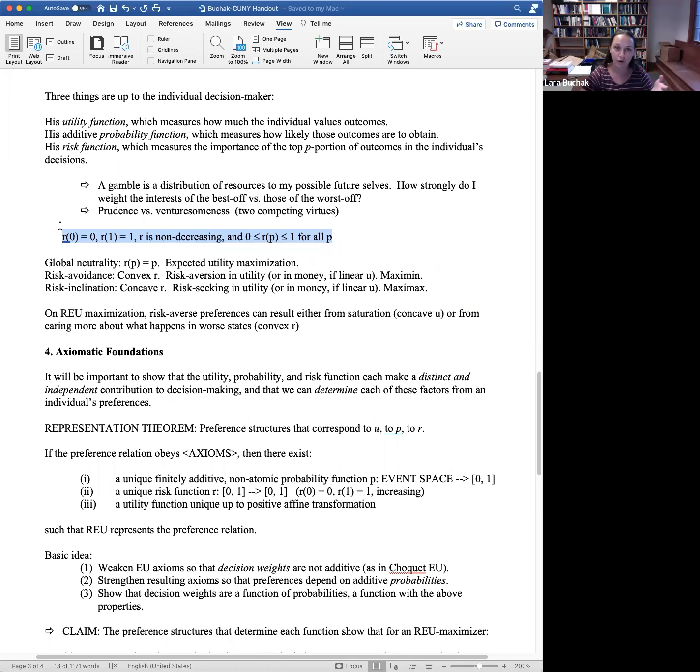Okay, so I mentioned one way to think about the risk function as the choice about how to weigh the interests of your best off future self against the interests of your worst off future self. And these selves aren't all going to be actual possible selves. Another way to think about the choice is as a trade-off between two virtues. We have the virtue of prudence, which is making sure that things go as well as possible no matter what happens. We also have the virtue of venturesomeness, namely making sure that there's some chance that things go really, really well. The risk function represents how you trade off these two goals. And as with many virtues, there are going to be many ways to trade them off.